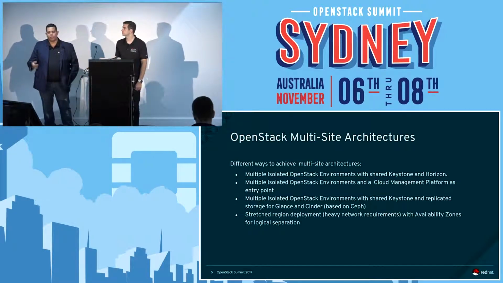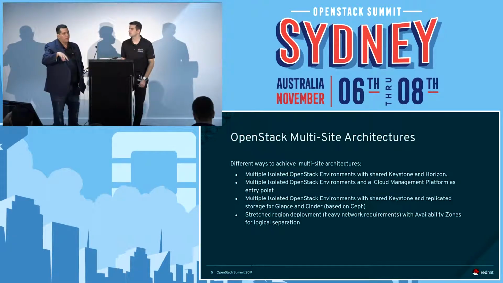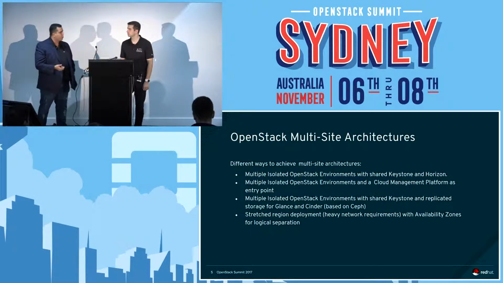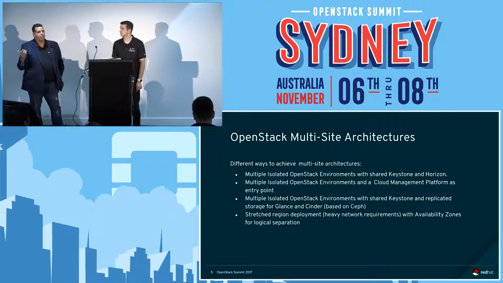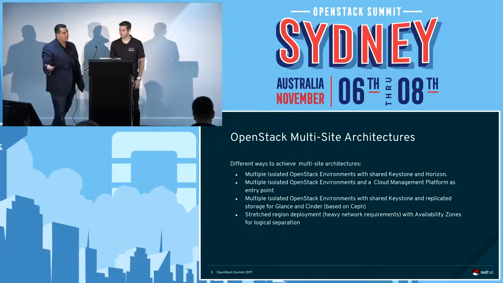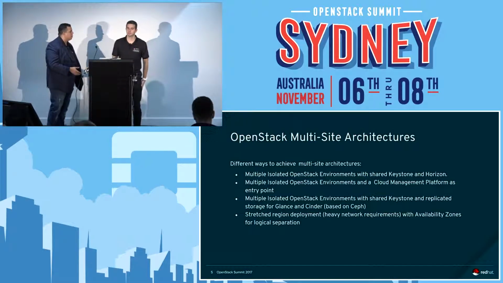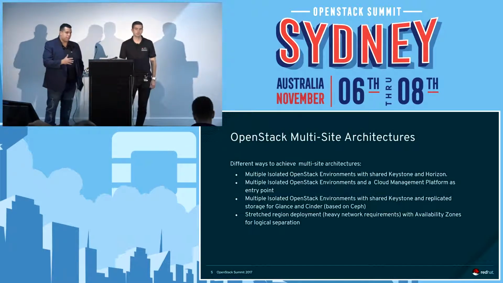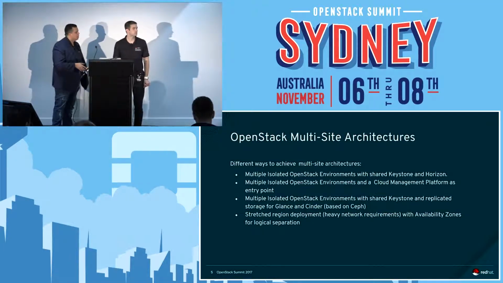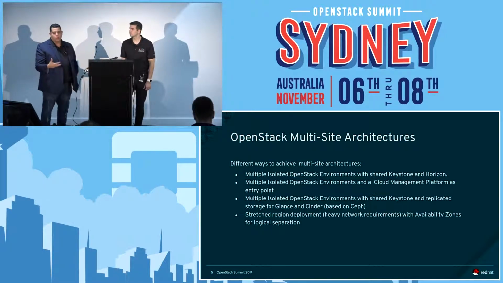The other one is multiple isolated OpenStack environments and a cloud management platform on top of that. That could be CloudForms, Scalr, or any of those. The other really common use case is to have multiple isolated OpenStack environments with shared Keystone and replicated storage. In this case, we do it with Ceph. And the last one is the stretched region deployment. The problem with this stretched region deployment is the heavy network requirement, and we usually only go to this kind of deployment when the network requirements can be satisfied.